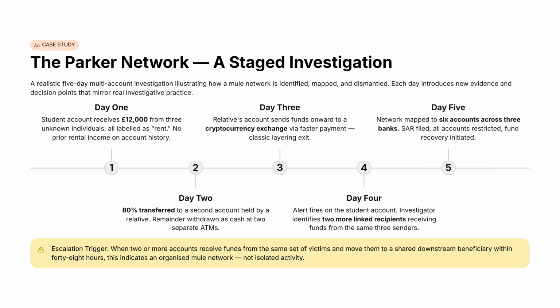The alert fires on the student account. The investigator identifies two more linked recipients receiving funds from the same three senders. Day 5. The network is mapped to 6 accounts across 3 banks. A SAR is filed, all accounts are restricted, and fund recovery is initiated.